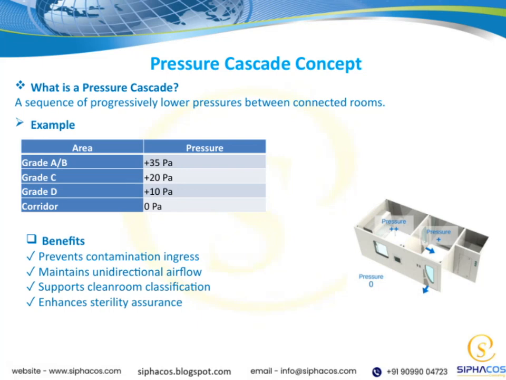Let's talk about the benefits of maintaining a pressure cascade in cleanroom environments. First, it prevents contamination from entering sensitive areas. It also keeps airflow moving in one direction, from cleaner to less clean zones. This supports the cleanroom's classification and boosts overall sterility assurance. The pressure cascade means each area has a slightly lower pressure than the one before it, creating a controlled flow. For example, grade A and B rooms sit at plus 35 pascals, while corridors remain neutral at 0. This sequence is key to keeping things clean and safe.